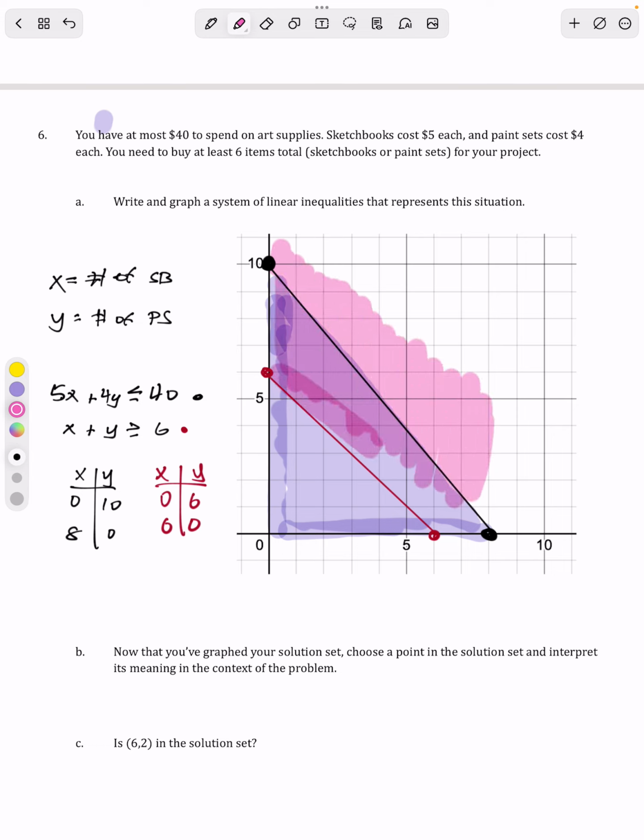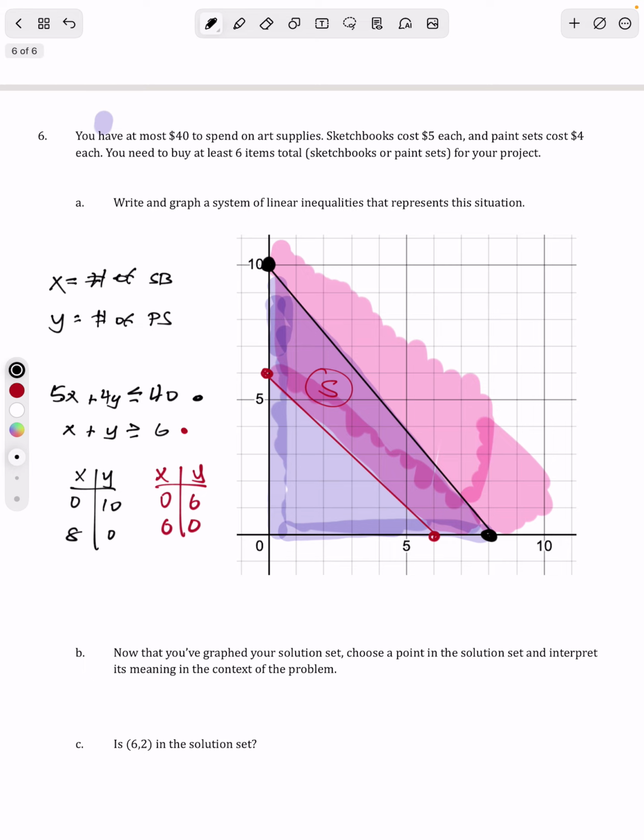All right. We're done. We've plotted the solution set. Anything that's colored twice is part of our solution. Now that you've graphed your solution set, choose a point in the solution set and interpret its meaning in the context of the problem. I'm going to pick a random point. I'm going to pick this one here. The ordered pair there is 4 and 3.